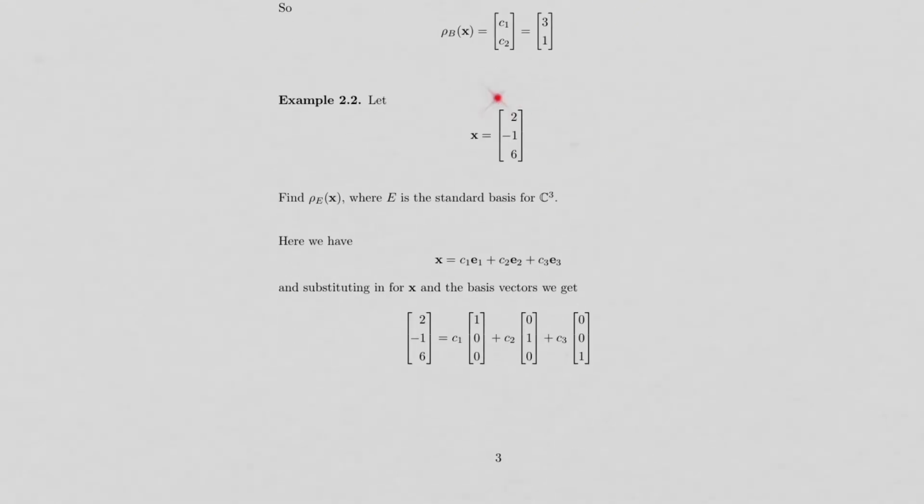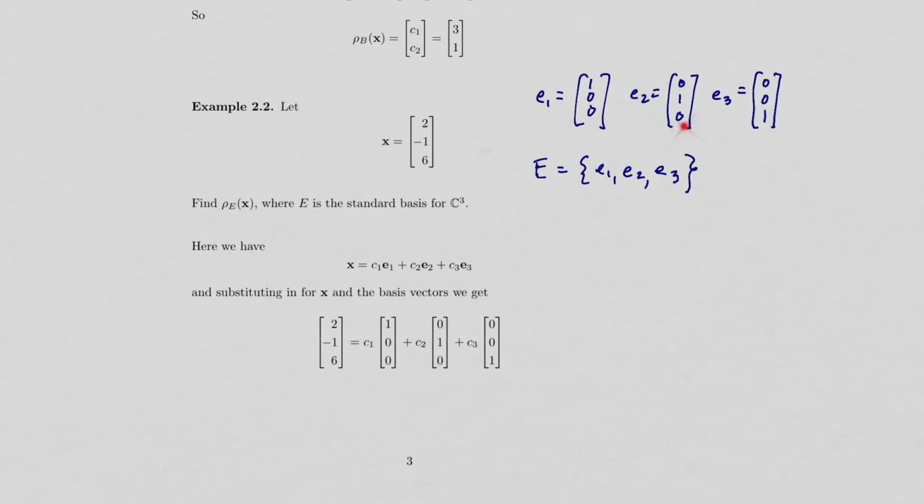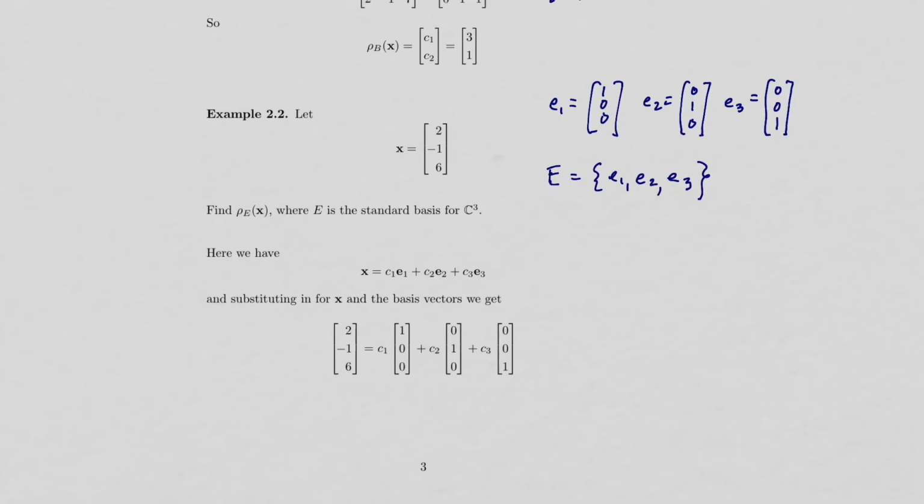In the next example, we have this vector x in C3, and we're asked to find the coordinate vector of x relative to E, where E is the standard basis for C3. So here's e1, e2, e3, and the basis E is the set containing e1, e2, and e3. Now I'll use the definition of the coordinate vector, and I'll write x as a linear combination of the basis vectors e1, e2, and e3. I'll replace e1, e2, and e3 with the vectors from the standard basis, and I'll replace x with the given vector.